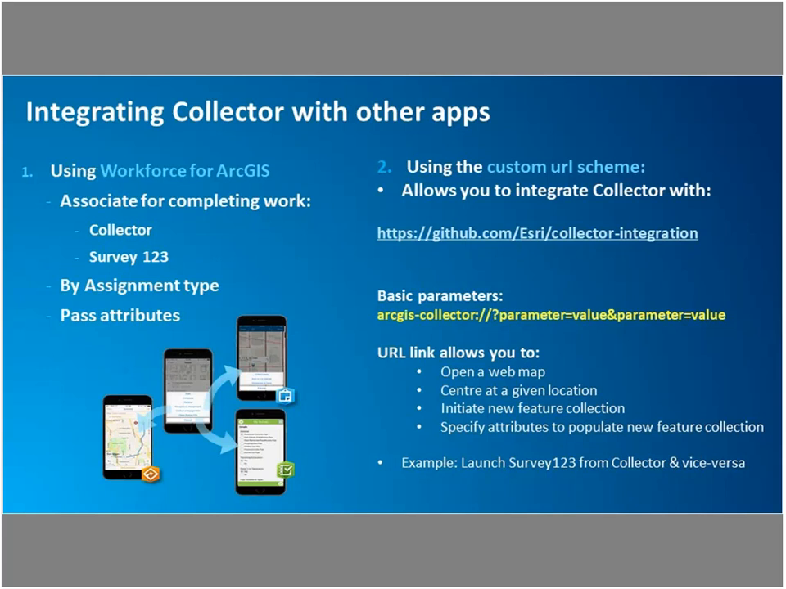And you can actually pass attributes, and you can use the URL scheme to, what I've seen is, if you're using Collector to collect some features, but you still want to use a survey to collect other information. For example, you might want to update a hydrant in Collector, but then push the form to collect hydrant inspection to Survey123 with the custom URL scheme. There's one for Survey123 as well, for all our field apps. You can do that. So that's a good way to integrate Collector with your other apps.